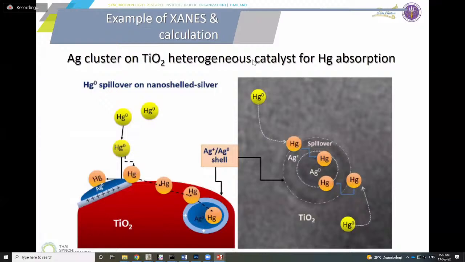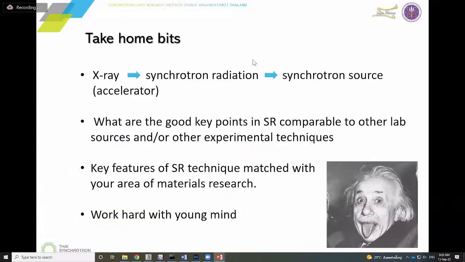So this is a model of the answer to why we get the 1+ charge. They come up with the mechanism to propose in the publication to the journal that this is a mechanism to absorb the mercury into the system and spill out the mercury into the titanium dioxide. So they published in a good journal.